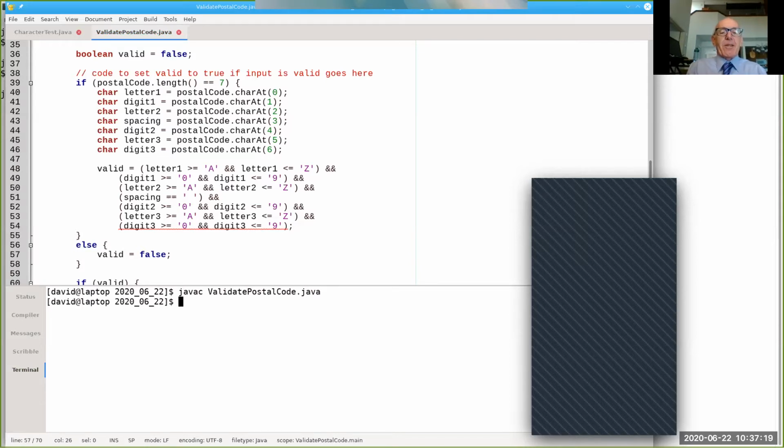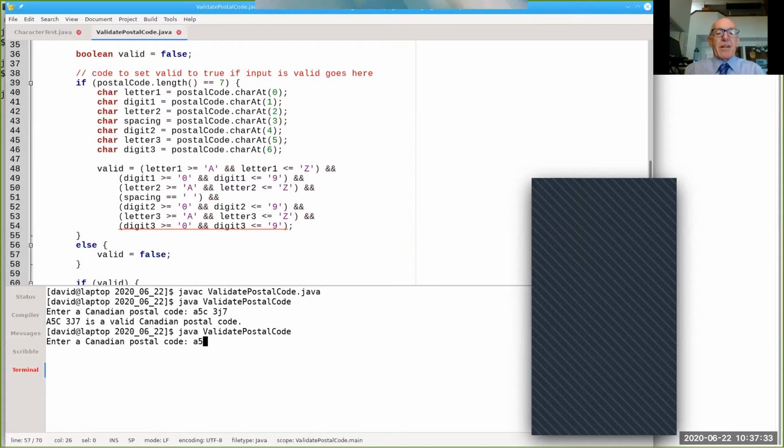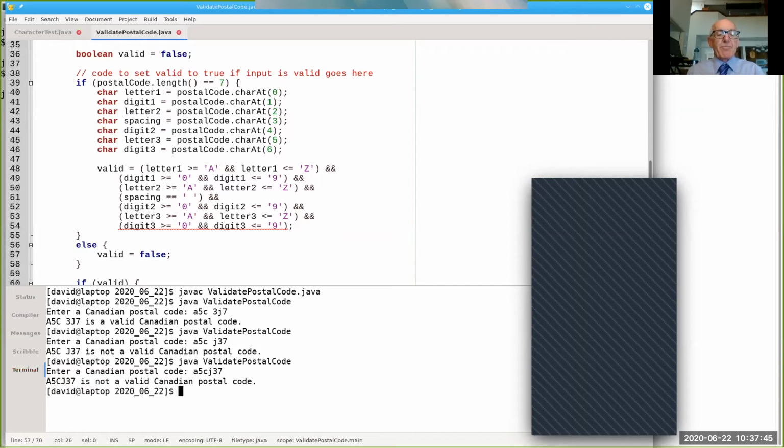I don't see any other typing errors. And now let's try to validate my postal code. And if I try something like A5C 3J7, valid. Let's try something that's not valid, A5CJ37. It's not valid. And if I try it again and say A5CJ37 without the blank, it's not valid. So there's that program.